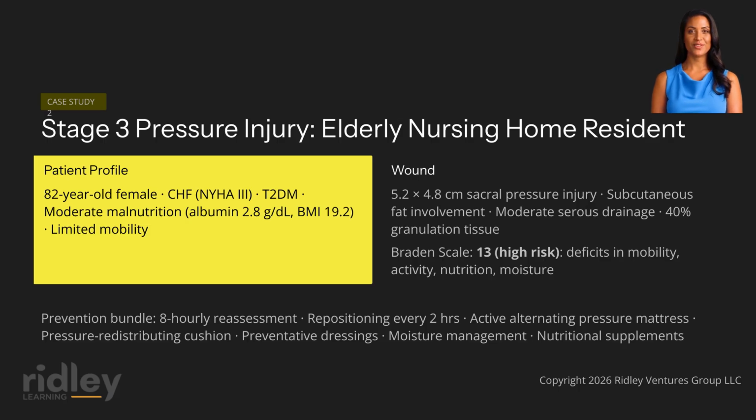Risk reassessment every 8 hours, repositioning every 2 hours with a documented turning schedule, an active alternating pressure mattress for bed, and a pressure redistributing wheelchair cushion, preventative dressings at the sacrum and heels, a moisture management plan for incontinence using disposable barrier products, and nutritional supplements.